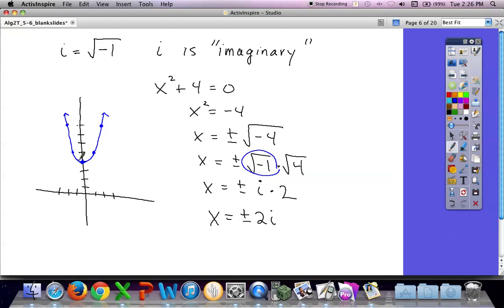So if I look at the graph, again, it doesn't cross the x-axis. It doesn't mean that there's no solutions. It means there's no real solutions. If we consider imaginary numbers, there's actually 2 solutions.